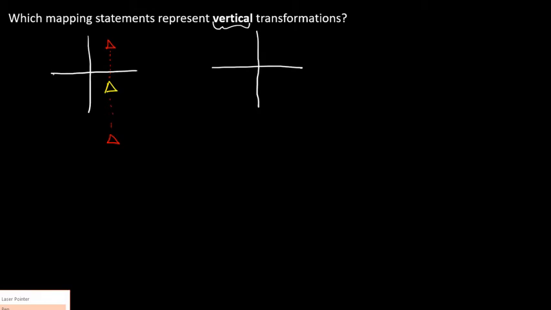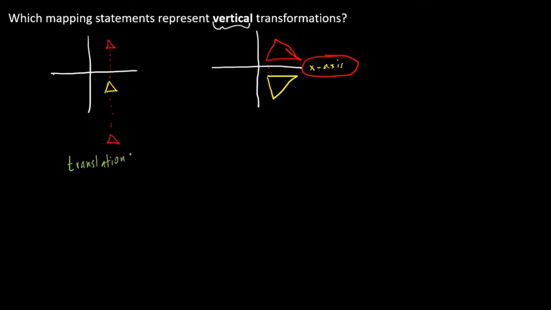So if we're talking about a vertical transformation, it would have to be a reflection across the x-axis. So for example, if I had this shape and I reflected it across x, it might look something like this. Okay? So I'm either looking for translations where my y is affected, or I'm looking for vertical transformations where I'm reflecting across the x-axis.